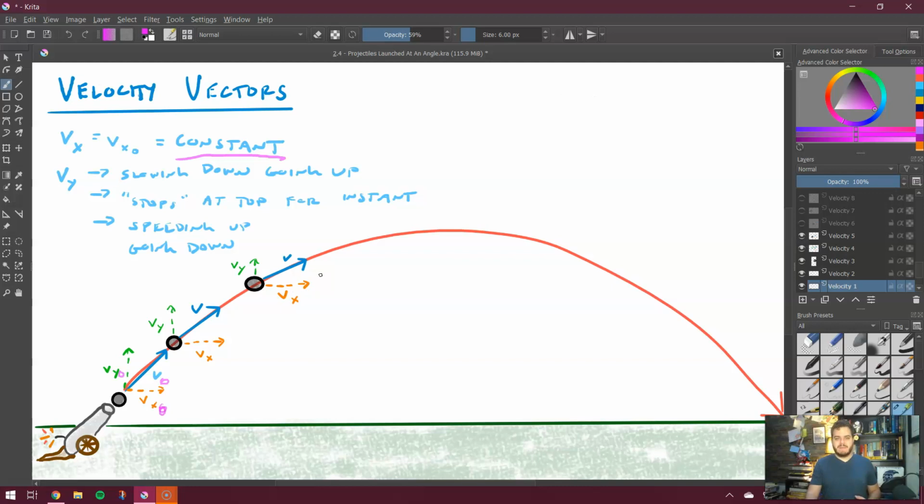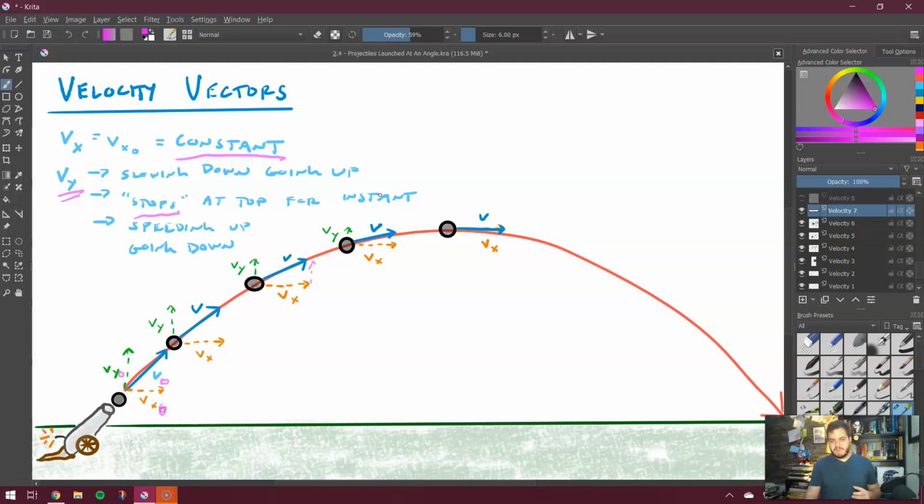If we were to add these tip to tail, for instance, if I was to draw Vy here, we would see that this v is the resultant vector, that is its total velocity as it goes up. One more time, we go up a little more, v's gotten even smaller, until we get to the very top. Now, an important thing here is that I said it stops for an instant, but that is only in the Vy. The projectile at the top still has horizontal velocity, and at this point it is entirely horizontal.